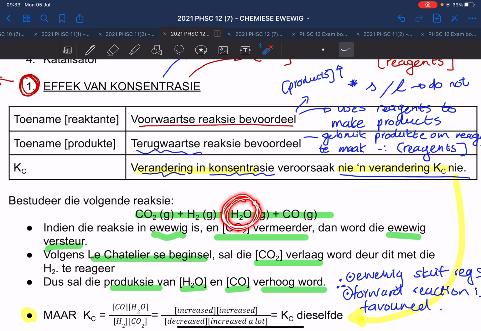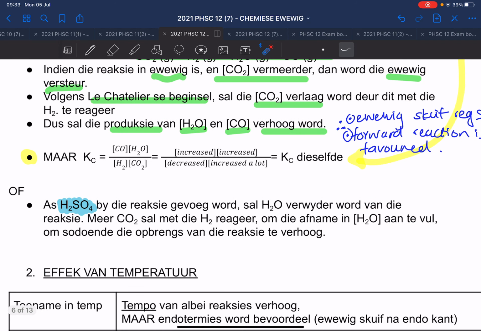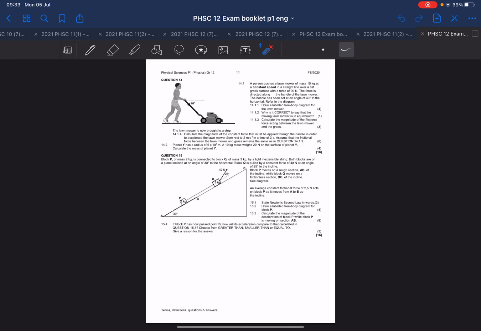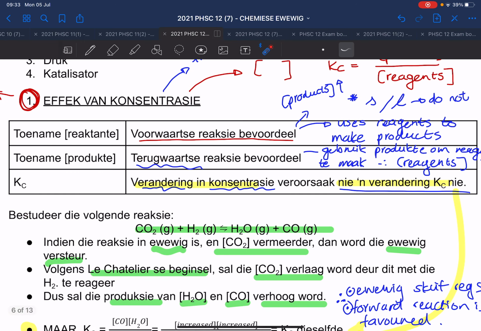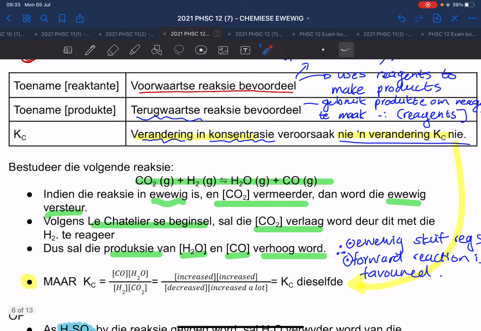It removes water. So sonder om eers verder te lees, en ek weet julle het wel gelees, kan jy sonder om verder te lees klaar weet wat gebeur. We said you add sulfuric acid, jy sit swaalsuur by, sulfuric acid, water. What does it do with water? It removes it. Hy vreet hom weg. So what did we do if we add sulfuric acid to this?